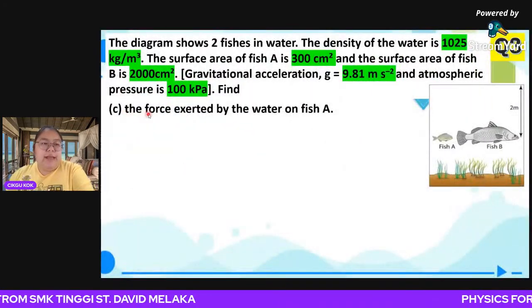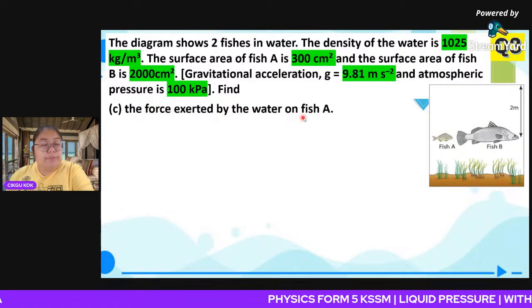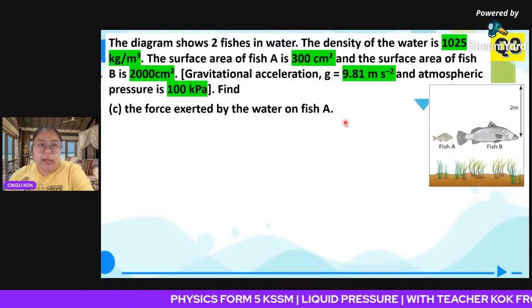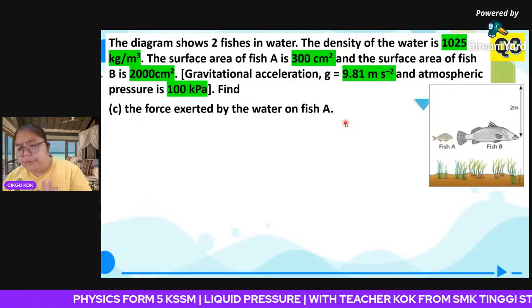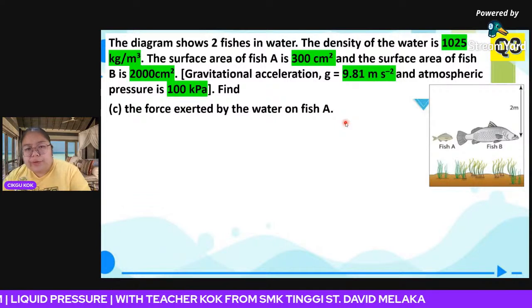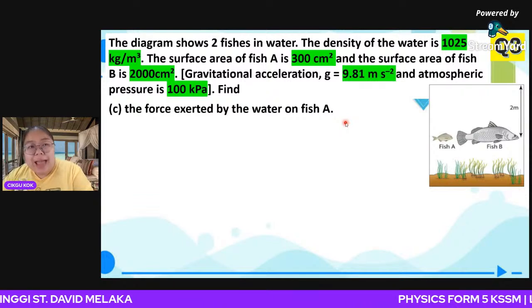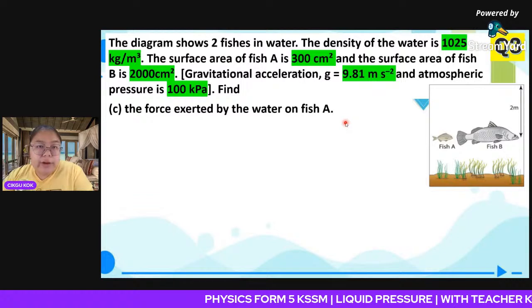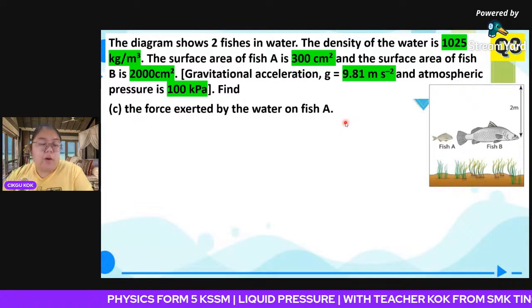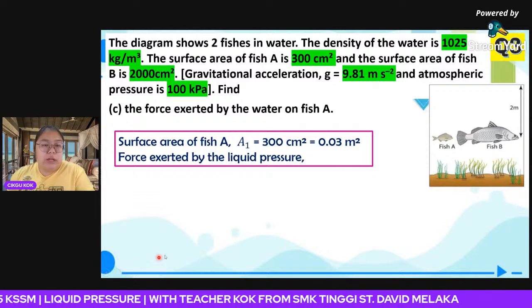The C. They ask about the force. The force exerted by the water on the fish A. When they're talking about the force, we need to recall what formula is related with the force and also pressure. One thing we learned before, the pressure equals F over A, pressure equals force over area. Now I want to find the force, so your answer should be P multiplied by the area.